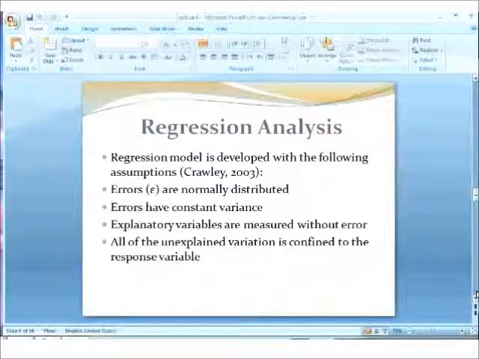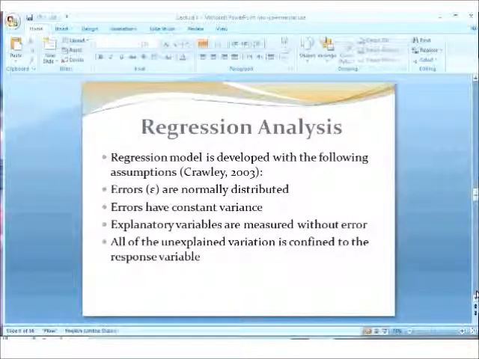Now, whenever we develop some models, we have some basic assumptions based on which we develop the models. And the reason I'm discussing these assumptions is because when we do a regression analysis, we do a check to see if these assumptions are met or not. So the first assumption is that all the errors, all the residuals that we find after we develop our model, which is something not being explained by the model, are normally distributed.